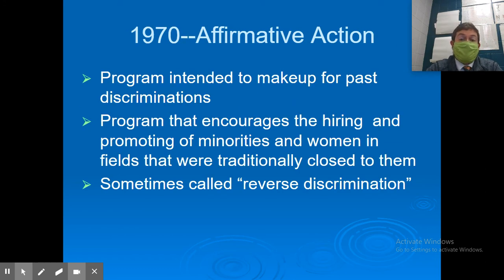And then in 1970, this one is kind of controversial, is affirmative action. Okay? Program intended to make up for past discriminations, program that encourages the hiring and promoting of minorities and women in fields that were traditionally closed to them, sometimes called reverse discrimination.